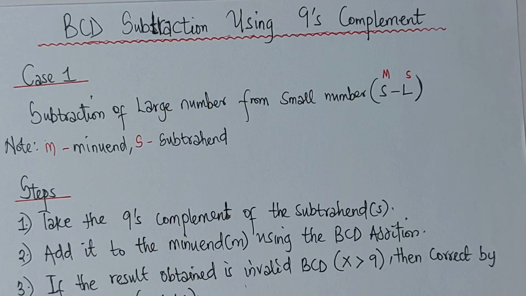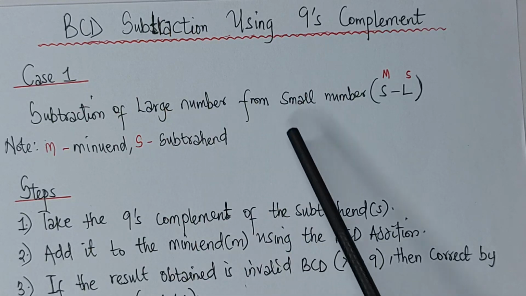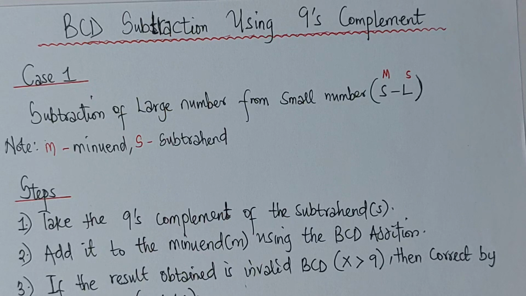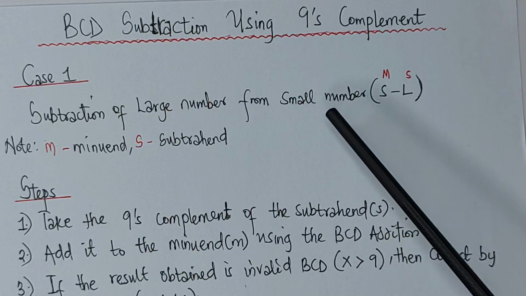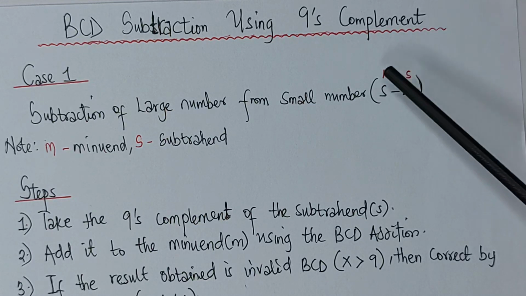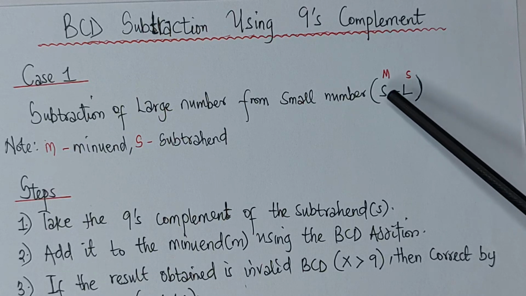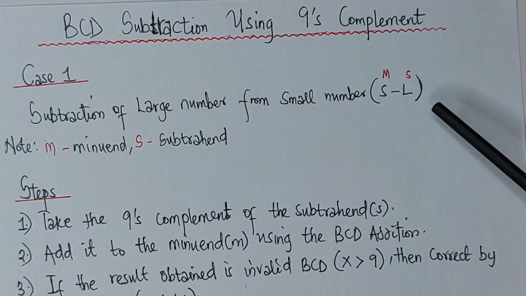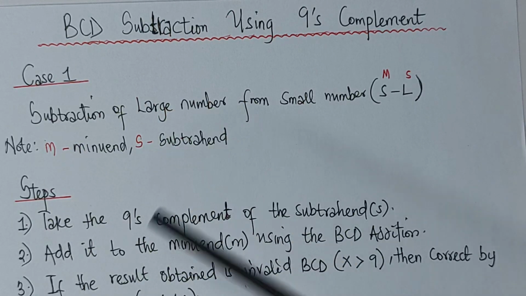When I talk about case 1, I'm considering the subtraction of a large number from a small number, which I've represented as S, the small number, minus L, the large number. In the subtraction technique, it's important for you to know what we call the minor end and the superior end. In this case, this represents the minor end, whereas this represents the superior end. So take note.